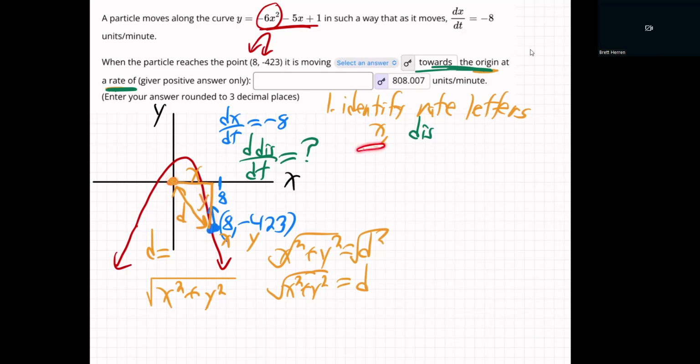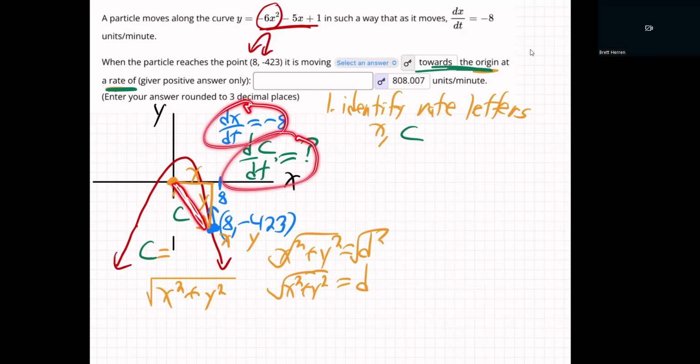All right, so we identified our rate variables. I'm going to use distance as a variable, but maybe that'd be confusing, so I better call it C, because it's like A, B, and C. So C is the distance. That's the other letter. So our two rate variables: they give me dx/dt, and they're asking me for dc/dt, where C is the distance, the hypotenuse of that triangle.